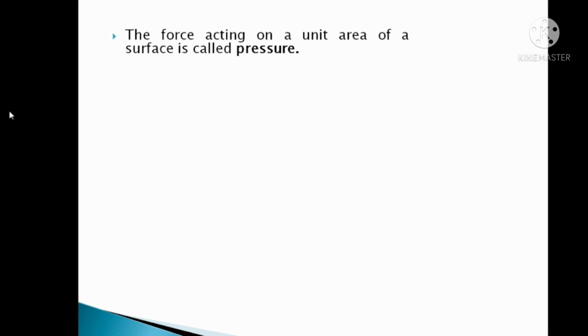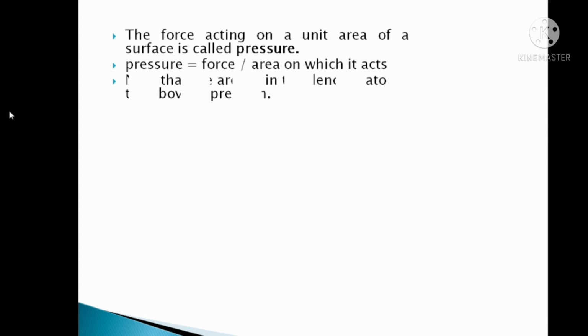So the force acting on a unit area of a surface is called pressure. This is the definition of pressure. The force acting on a specific small area of a surface is called pressure. This is the equation: pressure is equal to force divided by the area on which it acts. That means we apply the force on that specific area.